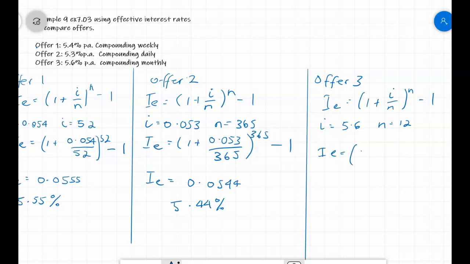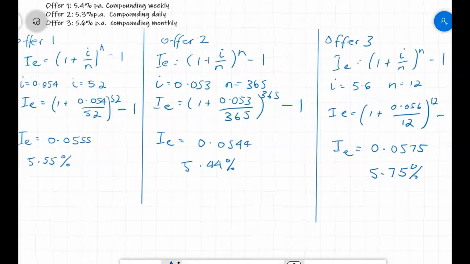Let's put it all into the formula: 0.056 as a decimal, over 12, to the power of 12, and subtract 1. When I put this into my calculator, i effective is equal to 0.0575, so that's the equivalent of 5.75%.